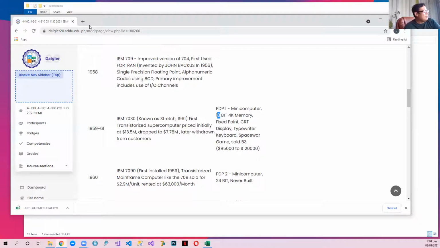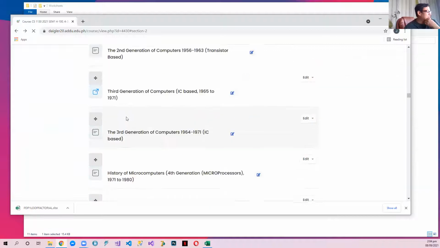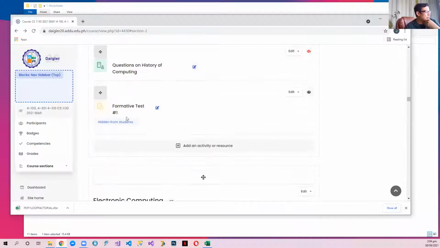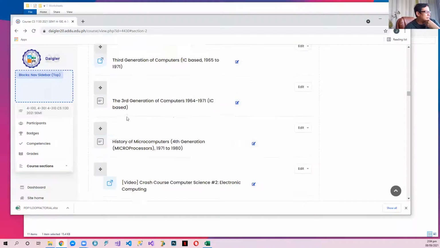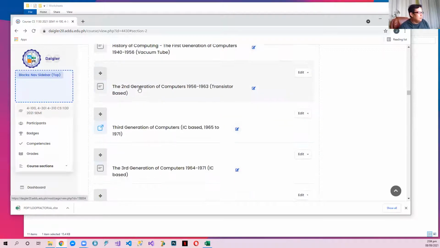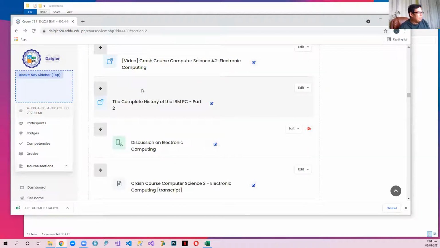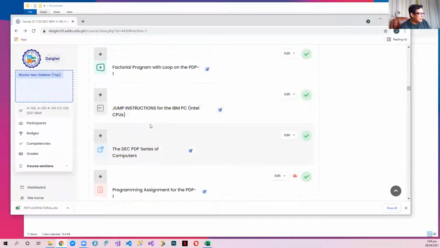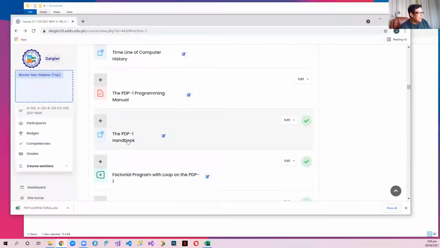Okay, let's look at the programming language. Now, there are many different sources, no? But I'd like to use the handbook, the handbook of the PDP-1. The PDP-1 handbook is here. Did you read this material, no? The PDP-1 handbook.